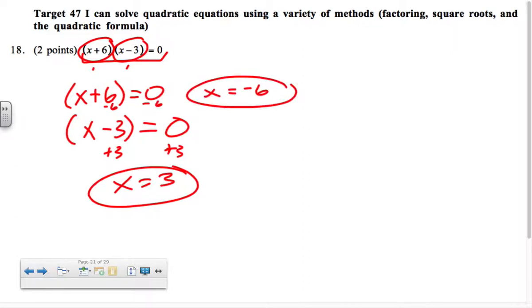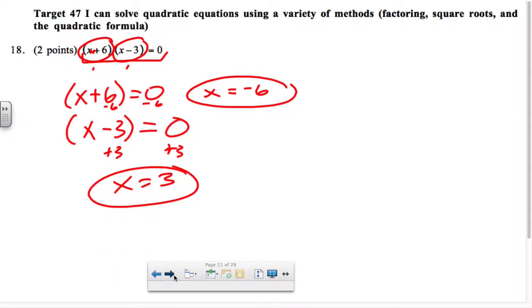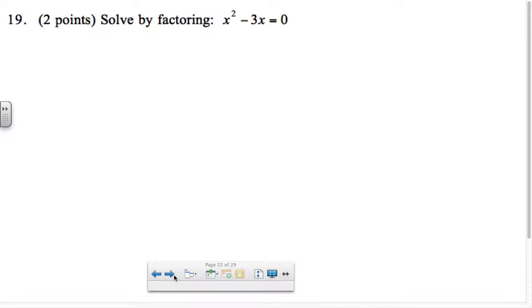And you could check that. If you put negative 6 in for x, you'd get 0 here times negative 9. 0 times negative 9 is 0. So the method for solving them by factoring is to first factor, then set each factor equal to 0 and solve.